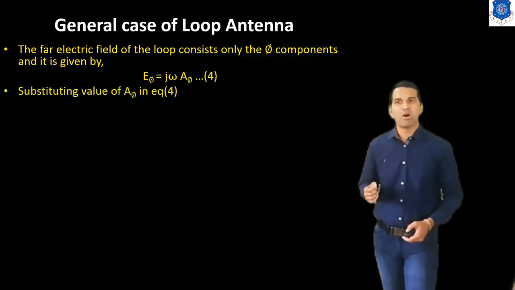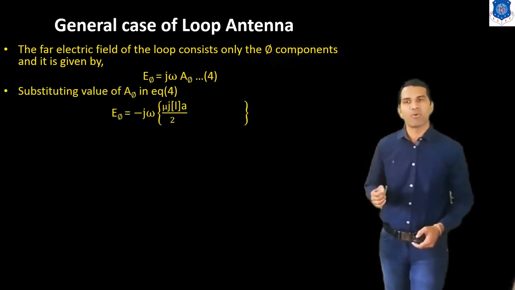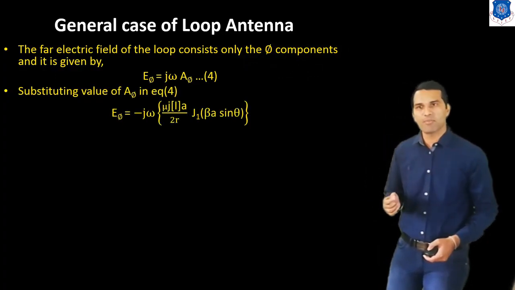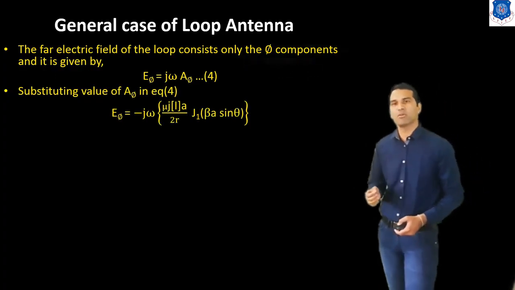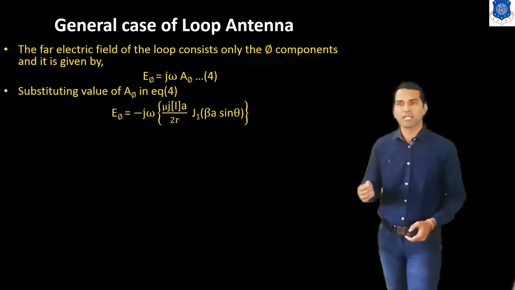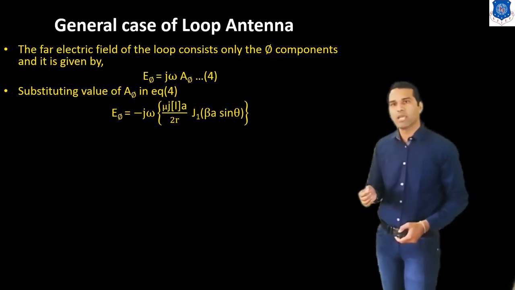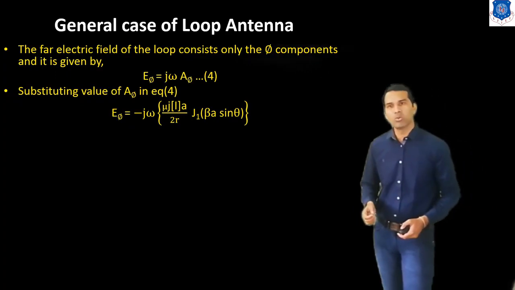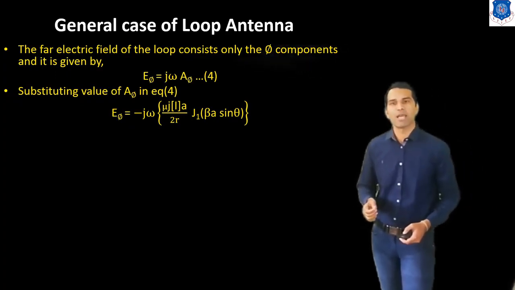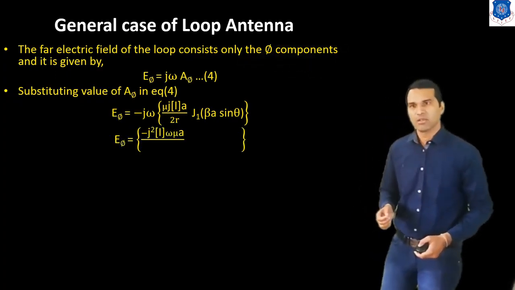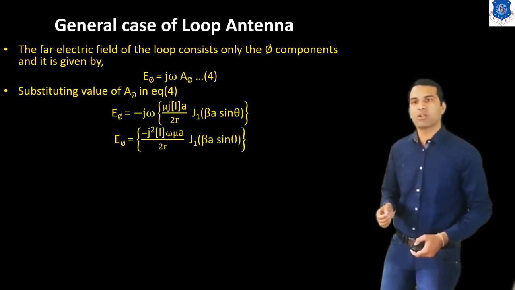Substituting the value of A phi from equation number 4, we put the value in this equation. So we get E phi equals minus j omega mu j I A upon 2r into J1 beta A sin theta. Now we try to solve this equation.